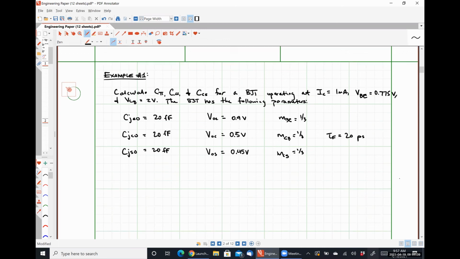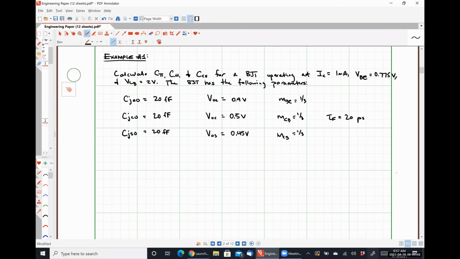All right, so with these parameters, we can calculate our base emitter diffusion capacitance, CDE, as again simply tau F times IC over VT, which is going to give us 20 times 10 to the minus 12 seconds times 1 milliamp per 26 millivolts, which gives us 769.231 femtofarads, or about 0.8 picofarads.